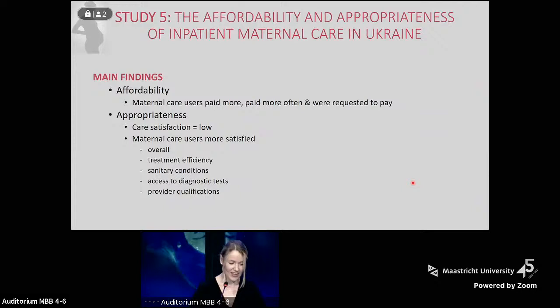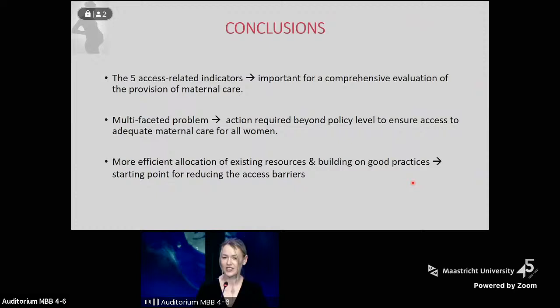In conclusion, the 5 access-related indicators are important for a comprehensive evaluation of the provision of maternal care. It is also important for the countries where barriers to access adequate maternal care are concealed by the relatively good macro-level indicators. Access to adequate maternal care is a multifaceted problem, and action is required beyond the policy level to ensure the access to good, adequate maternal care for all women. More efficient allocation of the existing resources and building on good practices are the starting points for reducing these access barriers.